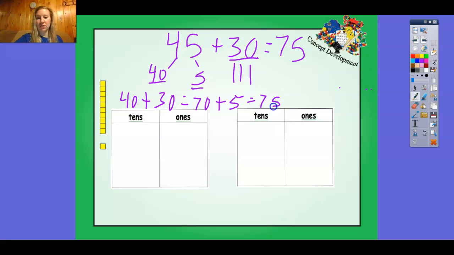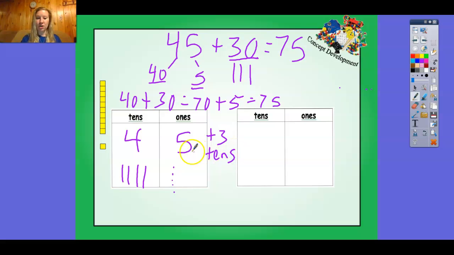Okay, we can also do it using our tens down here. We can say that we have 4 tens and 5 ones. 1, 2, 3, 4. 1, 2, 3, 4, 5. And then we can add 3 tens. So if I have my 4 tens and I add 3 tens, 5, 6, 7, I now have 7 tens, and I still have the 5 ones, so I just bring that over. Okay, so that's another way that we can think about it.